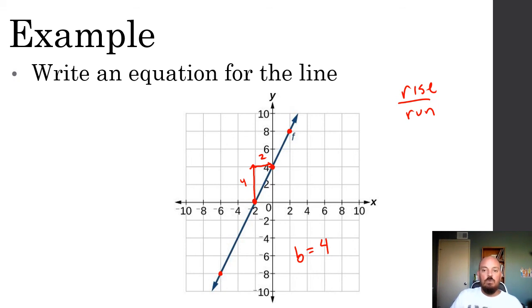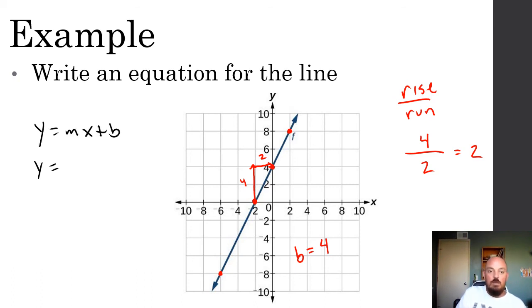So for rise over run, up is positive, so I'll do positive 4 for rise, and to the right is also positive. So the slope is positive 4 over positive 2, and 4 divided by 2 is 2. Now see, there's no extra work. You have the slope, you have b. I don't need to solve for b, I already know what it is. So when I go to y equals mx plus b, I'm just going to put in the slope for m, which was 2, put in the y-intercept b for b, which was positive 4, and that's my final answer.